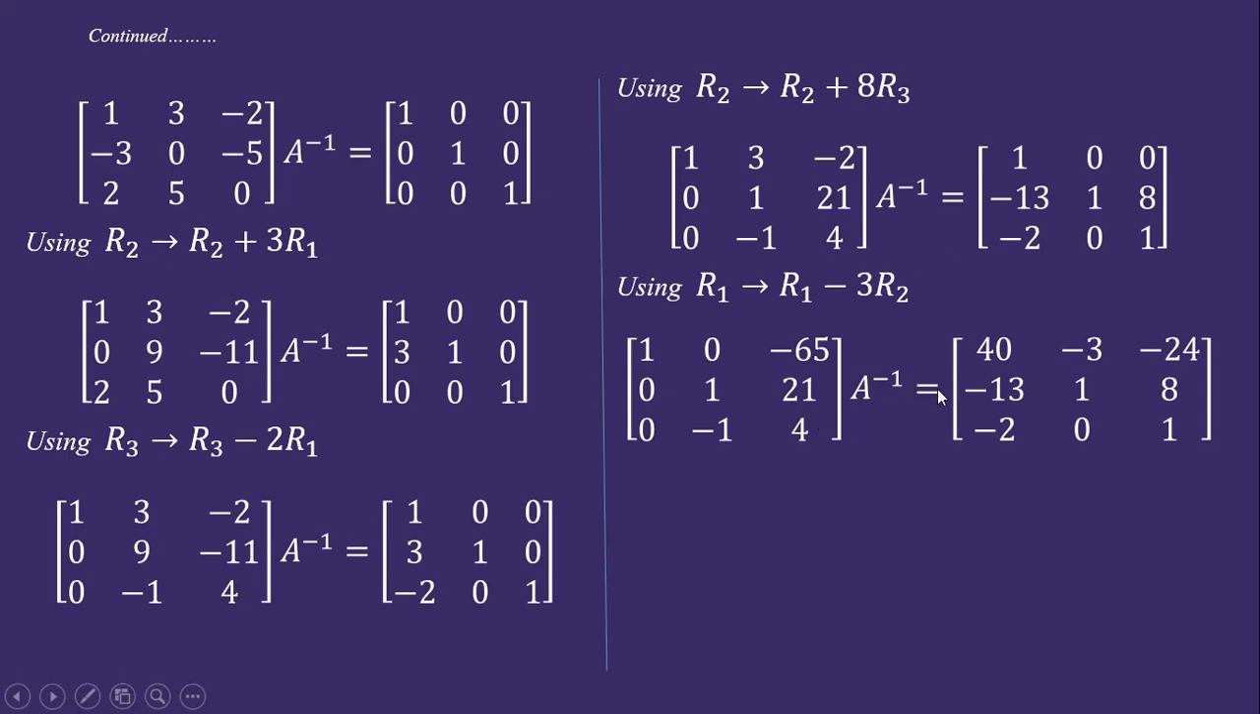A inverse is equal to, same transformation on RHS, R1 minus 3R2. 1 minus 3 into minus 13. So we get 1 and minus into 3 into minus 13, this minus will be plus, so we get 1 plus 39, it is equal to 40. Now R1 minus 3R2, 0 minus 3 into 1, 0 minus 3 is minus 3. 0 minus 3 into 8, 0 minus 24, we get minus 24. We keep second row, third row as it is.